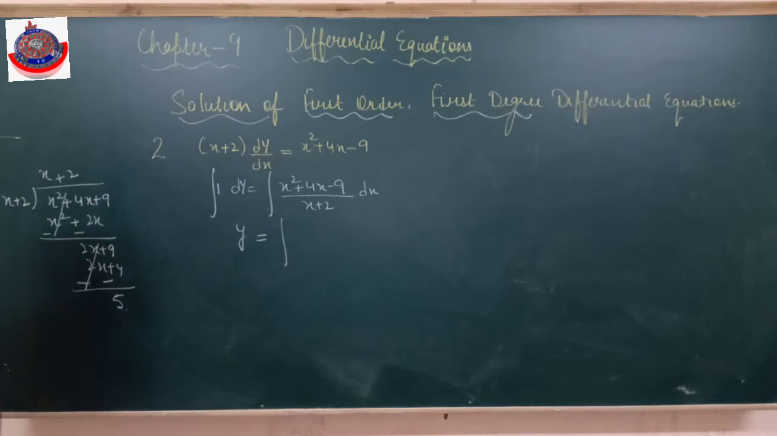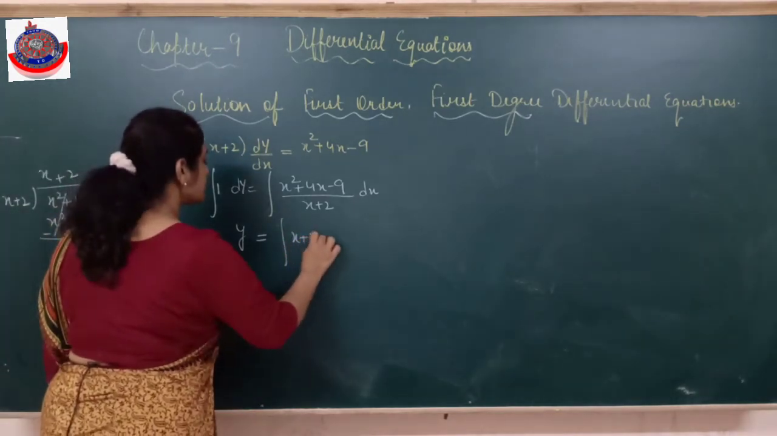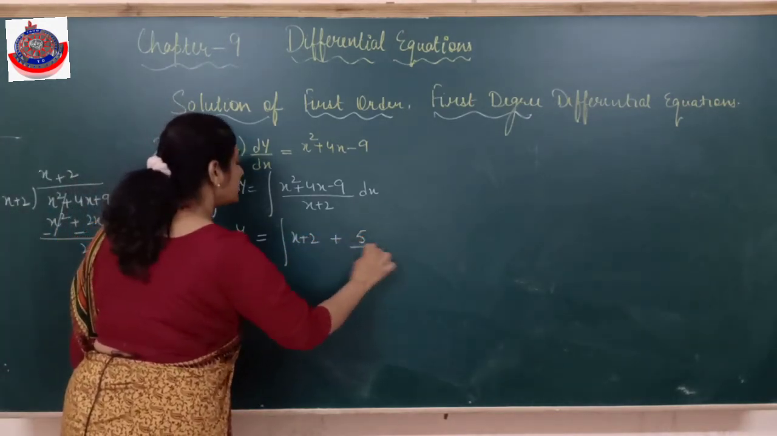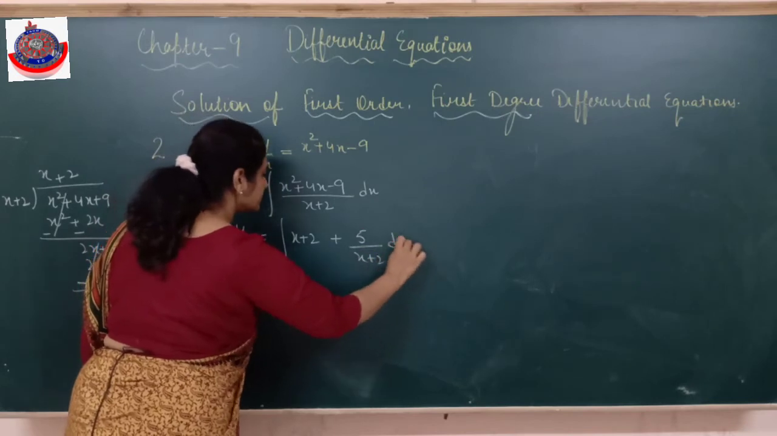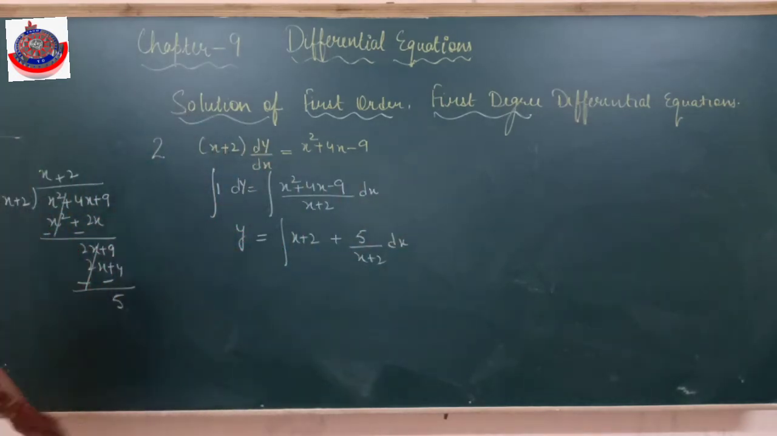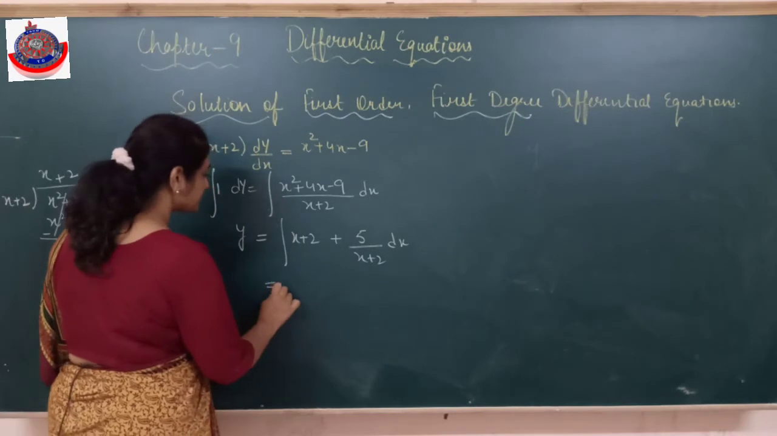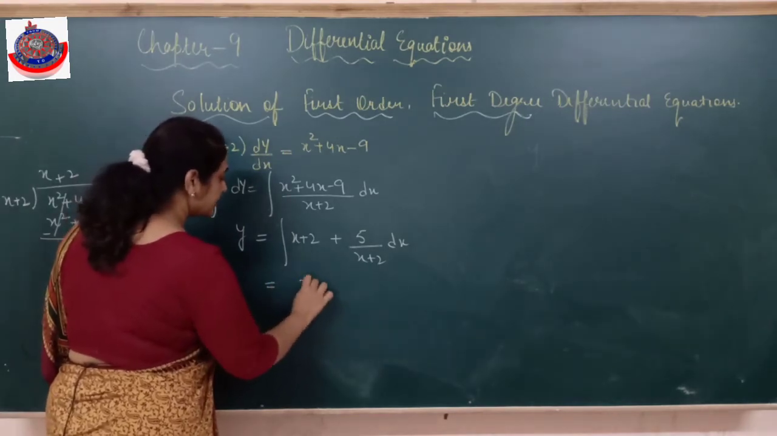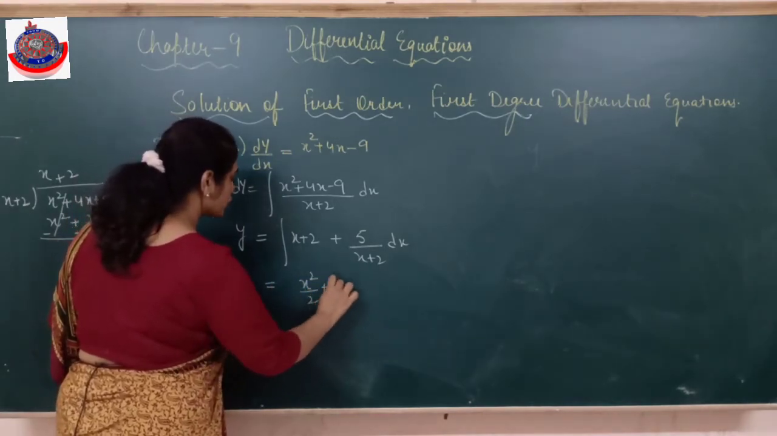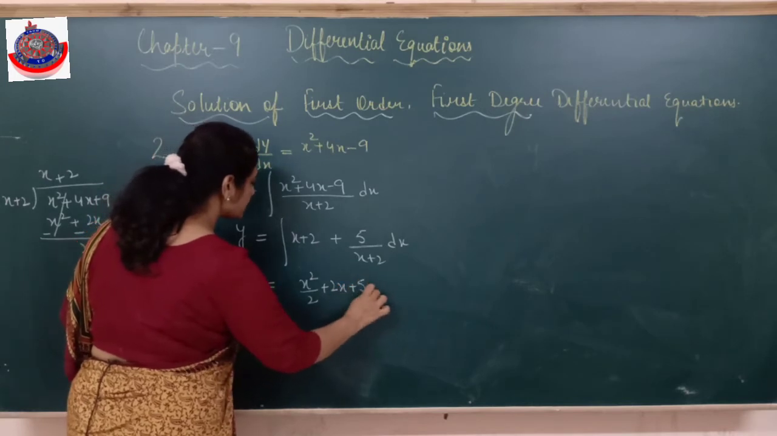Then how do we write it? Quotient plus remainder upon divisor. The question has become very easy. Solve it now. Integration of x is x square by 2. Integration of 2 will be 2x. 5 is a constant, it will go out.